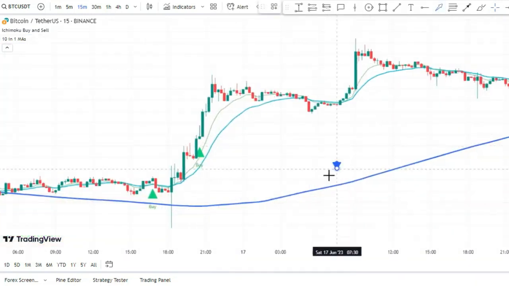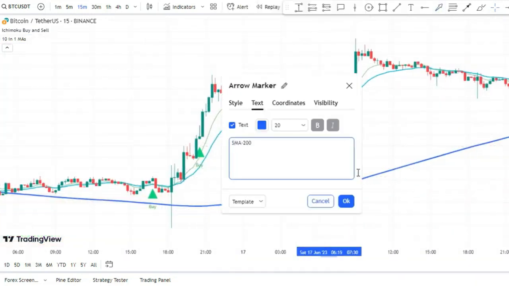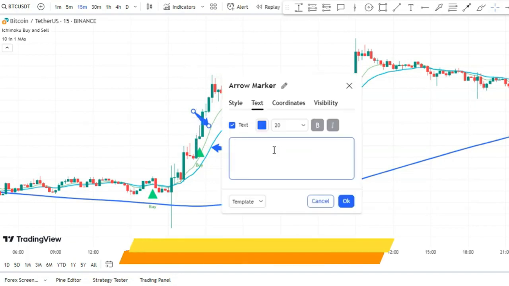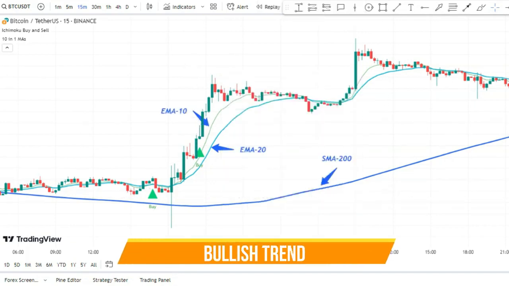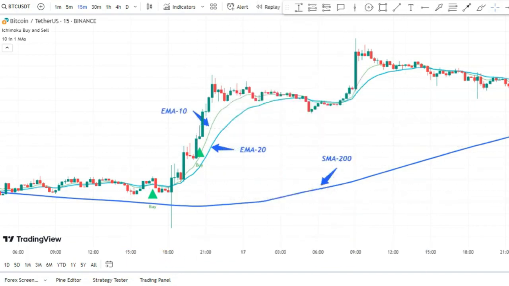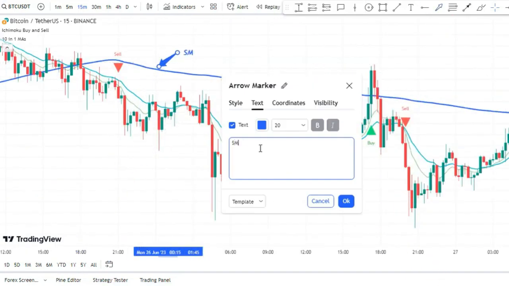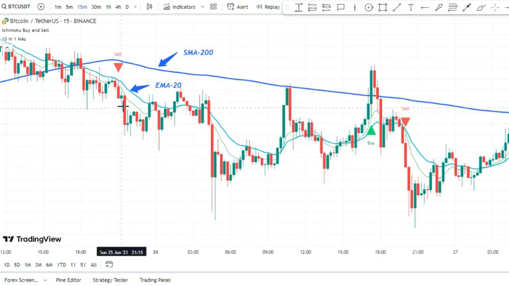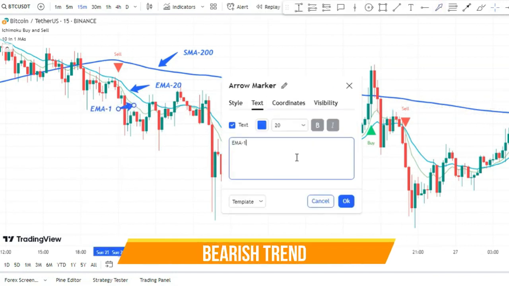At these settings, if both EMA 10 and EMA 20 moving averages are above the SMA 200, the market trend is bullish. And if the EMA 10 and EMA 20 are below the SMA 200, the market trend is bearish.